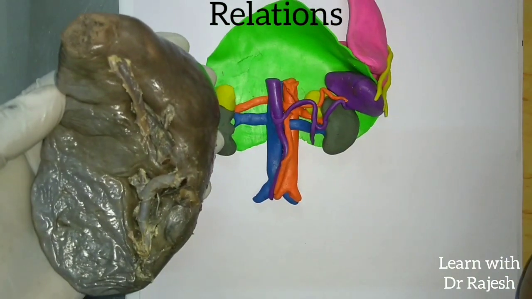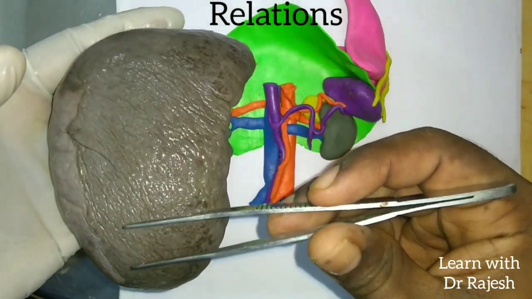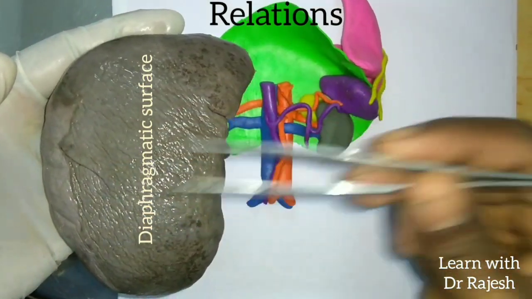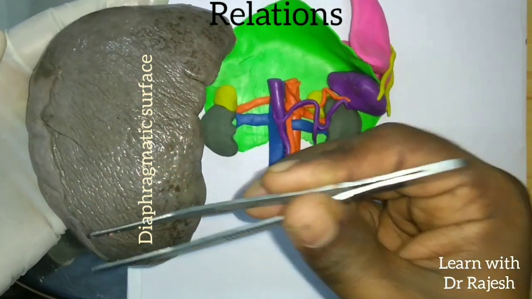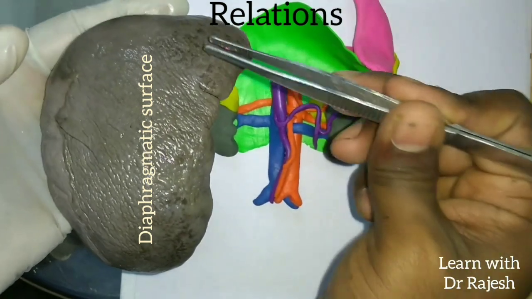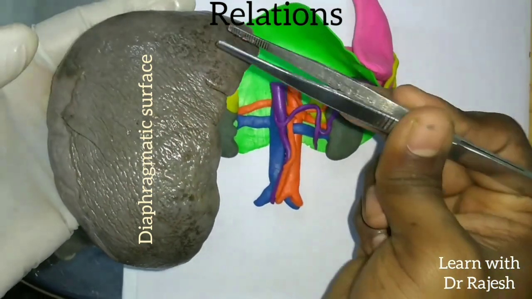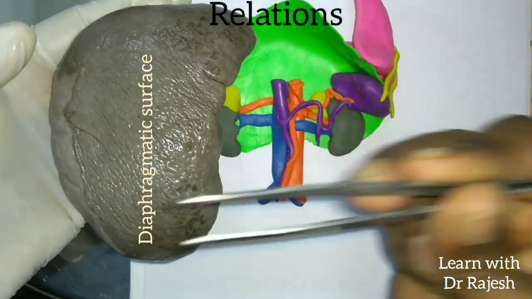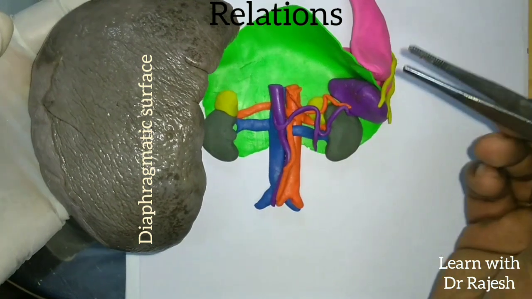Now this is the specimen of the spleen, and this is the diaphragmatic surface. This is related mainly to the diaphragm, and it is separated from the diaphragm by means of peritoneum. The peritoneum is lining the surface, separating it from the diaphragm. This green structure is the diaphragm.